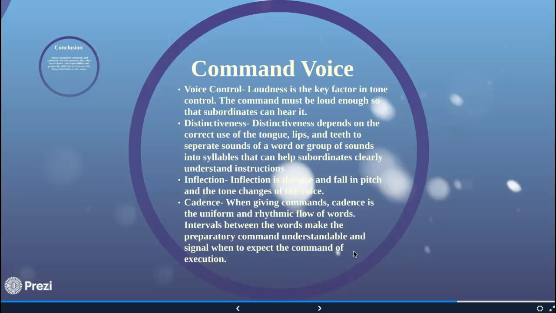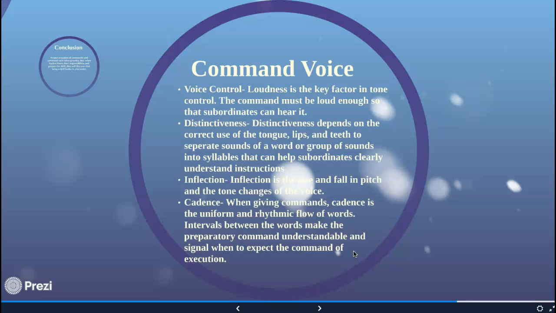We want to make sure that there are intervals. It's not parade rest, it's parade, rest. It's not present arms, it's present, arms. It's not order arms, it's order, arms. Always have that pause between the preparatory command and the command of execution.